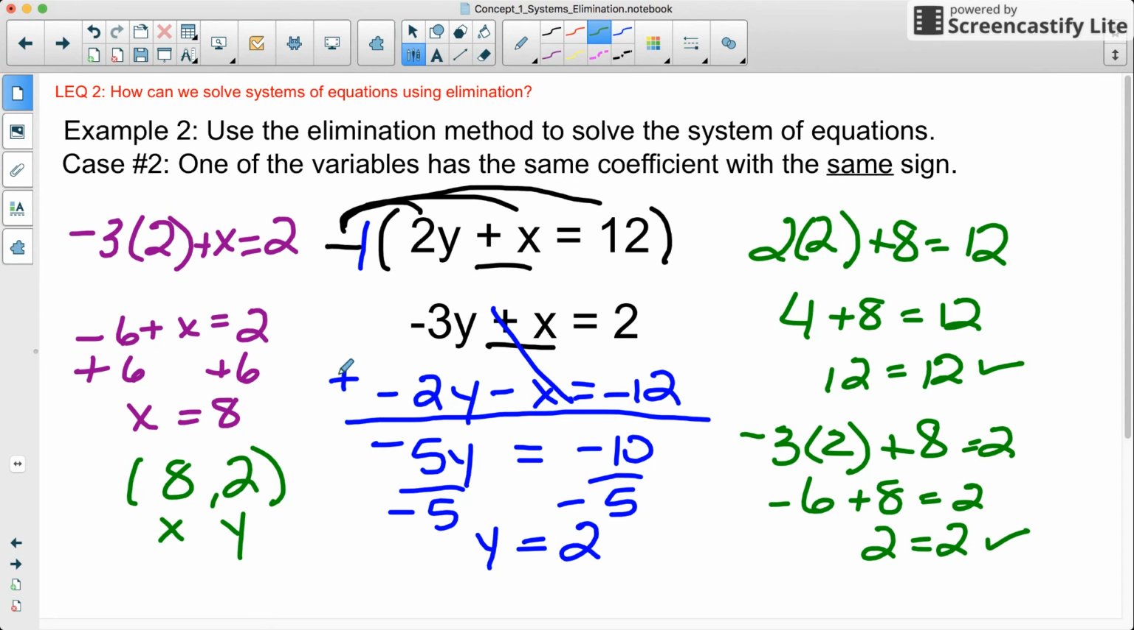So now we're done. And if you watch the other video, you will see examples of two other problems that you may see when using elimination to solve systems of equations.